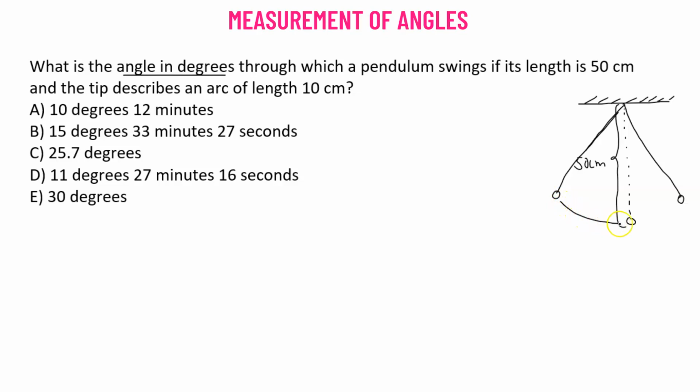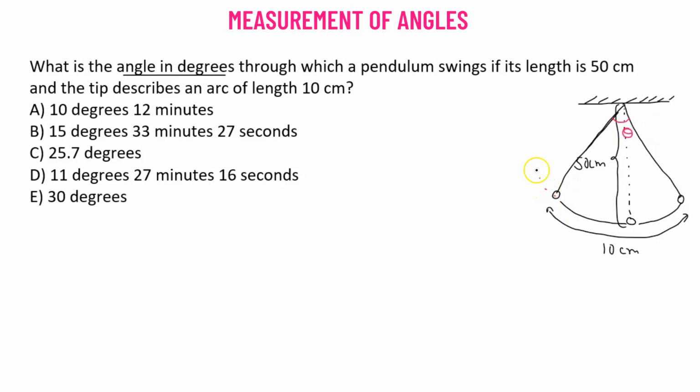So as it swings, it is going to trace a path, a circular path. So it's given here that this arc has a length of 10 centimeter. This is given to us. Our goal will be to determine the angle which is subtended here, this particular angle theta.